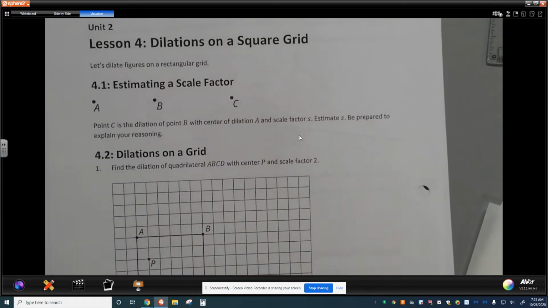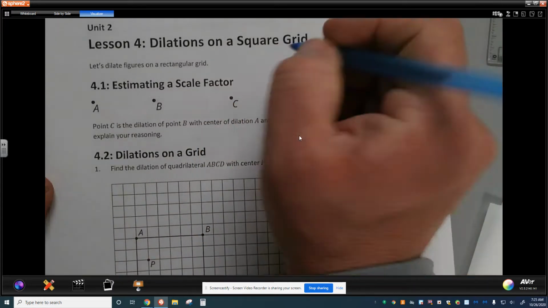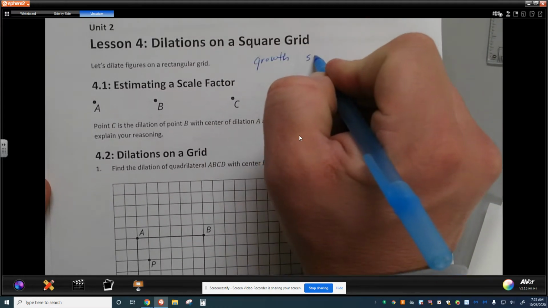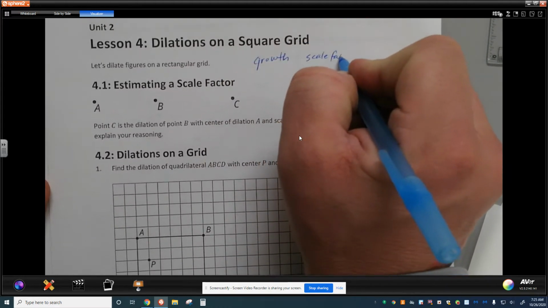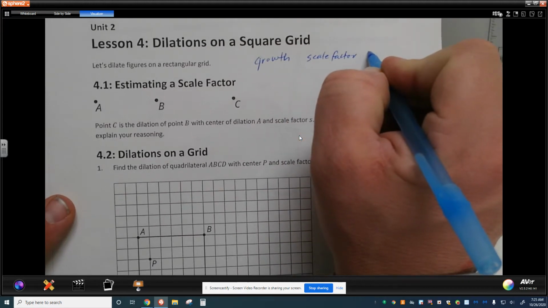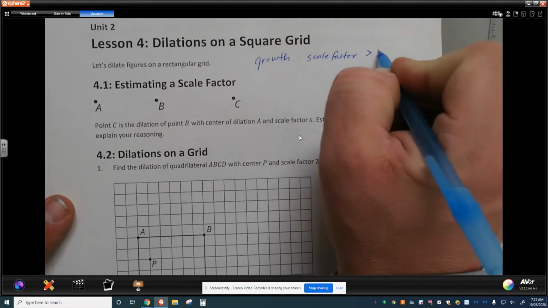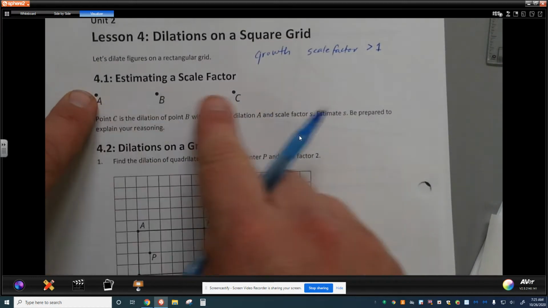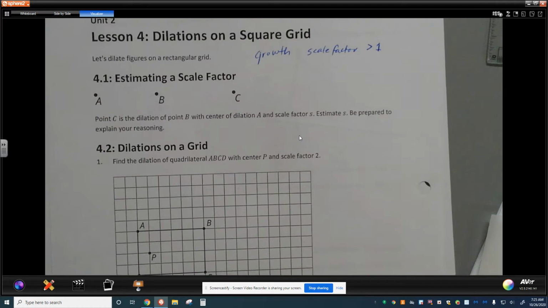And when we see growth, we have to remember that our scale factor is going to be greater than 1. So we know right now that this is growth, so we have to have a scale factor that is greater than 1. We have a couple ways that we can estimate the distance here.